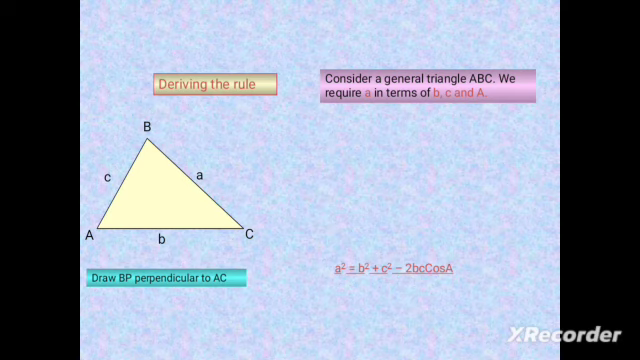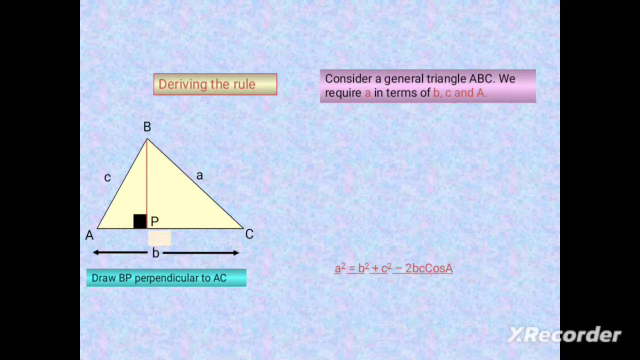We are going to draw BP, which is perpendicular to AC. That gives us the height of the triangle ABC, and it meets the base AC at point P at a right angle. Taking AC to be b, we can say that AP is x. That means PC will be b minus x, because b is the total length, and therefore we can now find the height by using Pythagoras theorem.